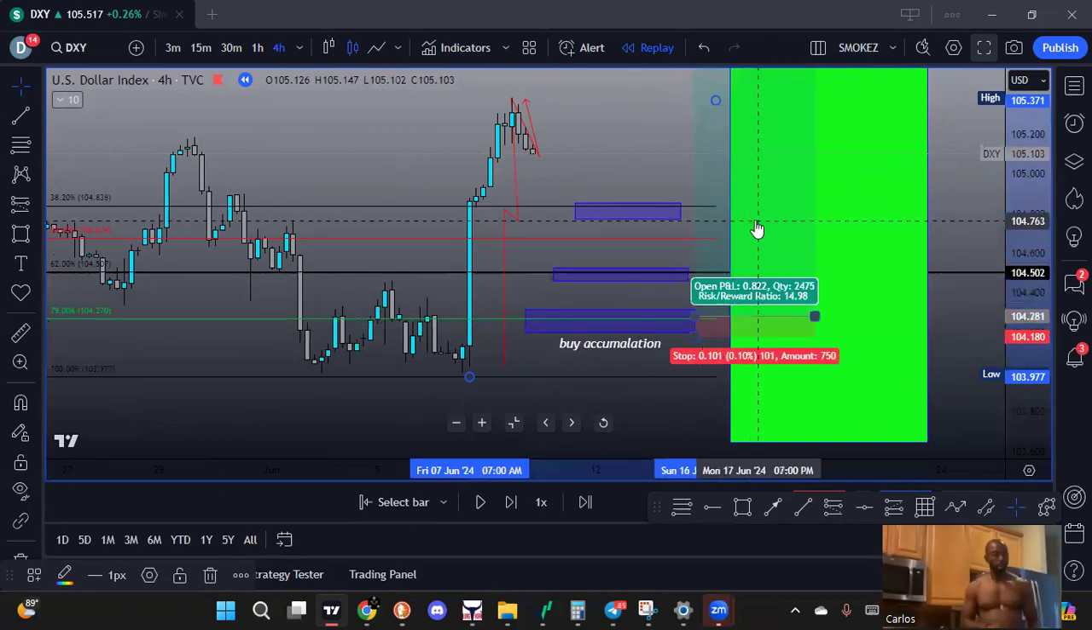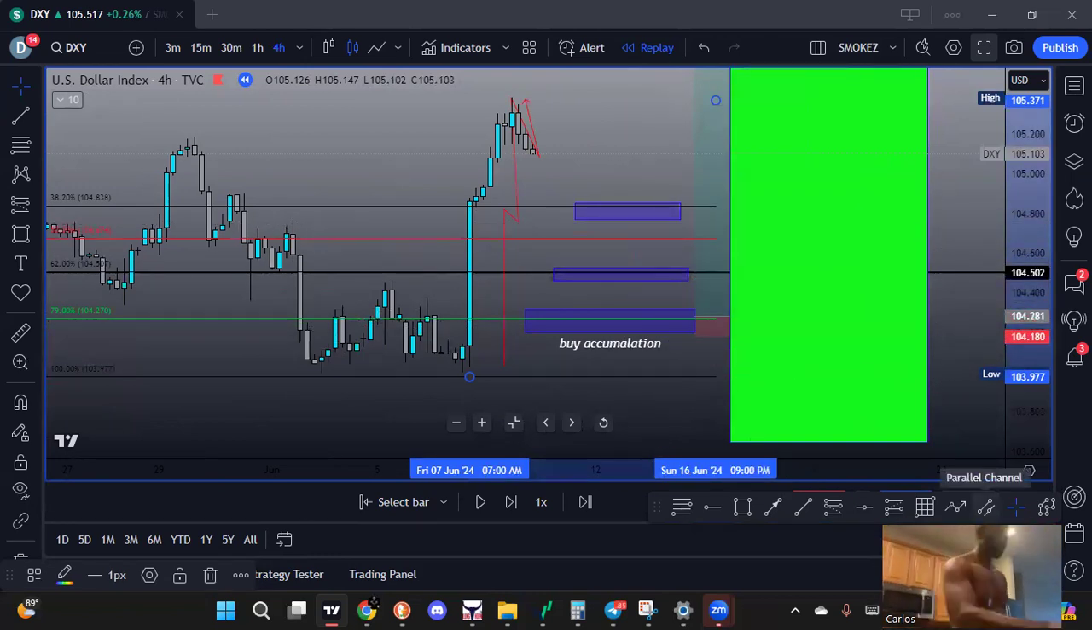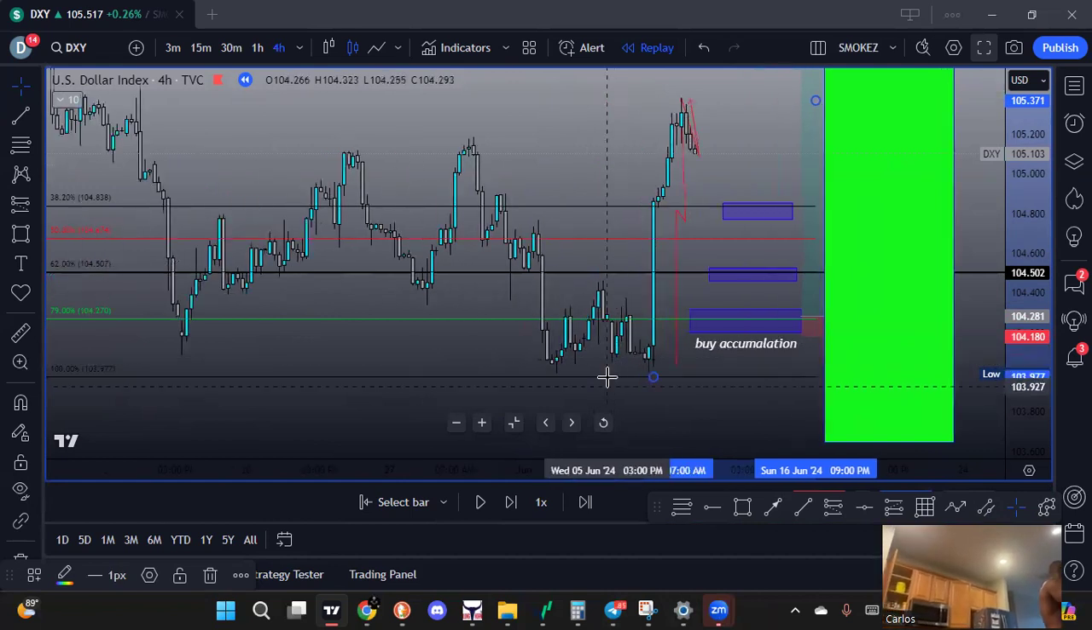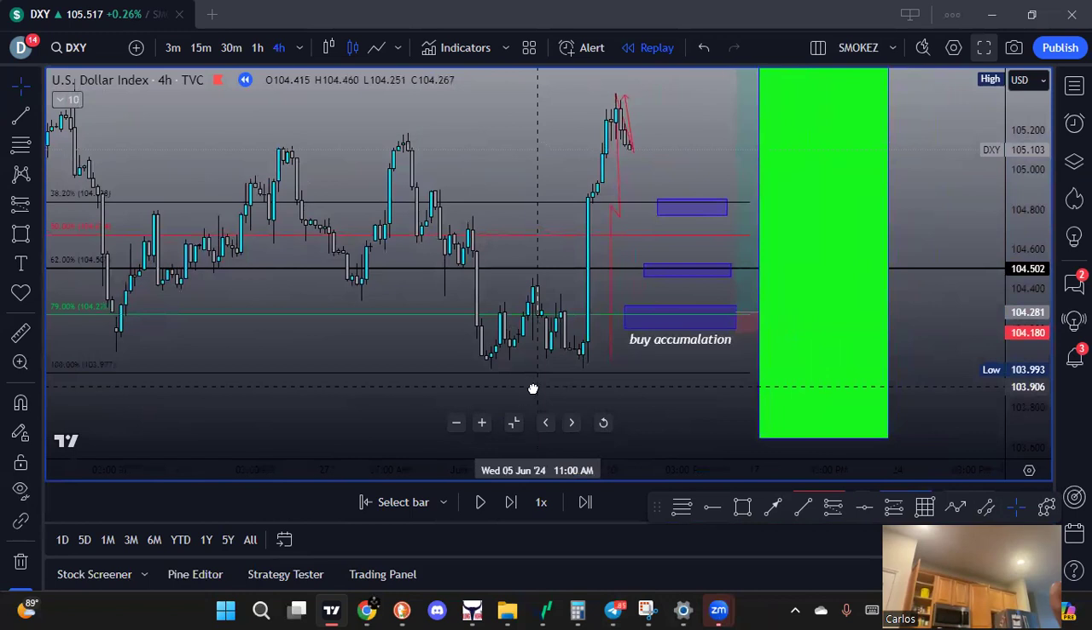You don't know what's about to happen, right? So it's not always going to drop that far down before it goes up. So you watch your entry point. You've got to be able to adapt to the market at all times.